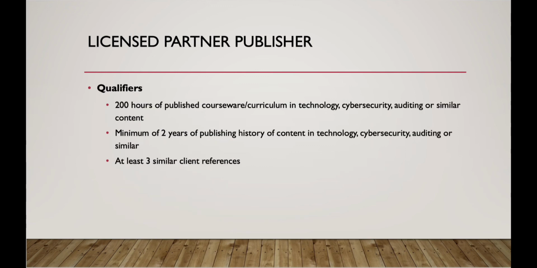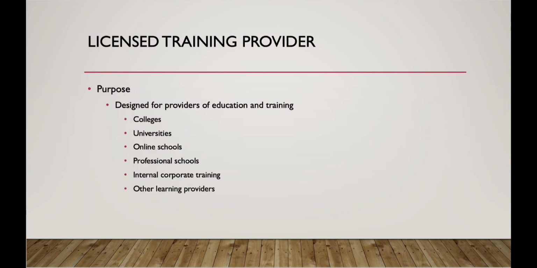If you're going to be a publisher, you have to have over 200 hours of published courseware curriculum in place, a minimum of 2 years of publishing history, and then you must have at least 3 similar client references as well. What they consider a training provider would be colleges, universities, online schools, professional schools. Other learning providers would as well. So various schools could become a provider. I see this as an area where they're going to see more and more of this pop up, just because we've become used to lots of training online. My college courses that I teach, part of them are online, part of them are in person, but that's become the norm now with COVID.